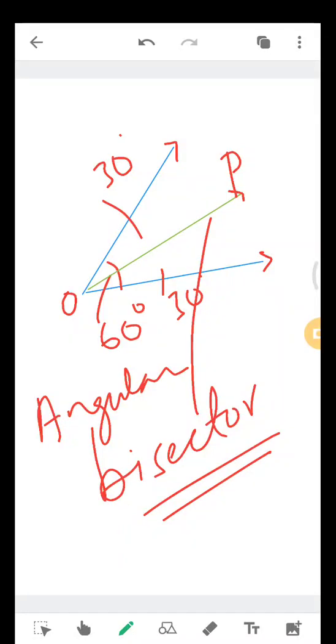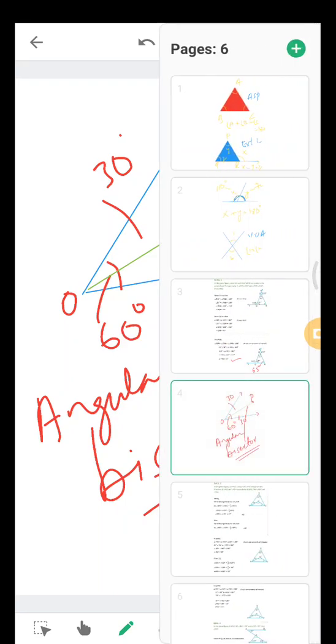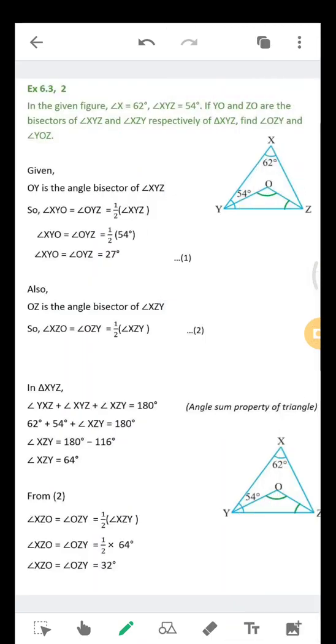So we have seen angular bisector, the meaning of angular bisector. Now let's go for the next question. That is question number 2 of exercise 6.3. You can see the question in the figure. It's given XYZ is a triangle, and angle X is given to you as 62. Angle XYZ, this complete angle, is 54 degrees.